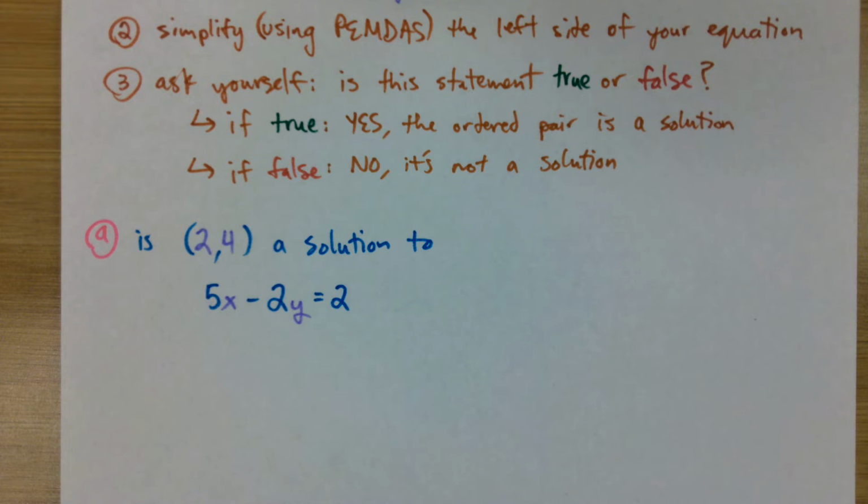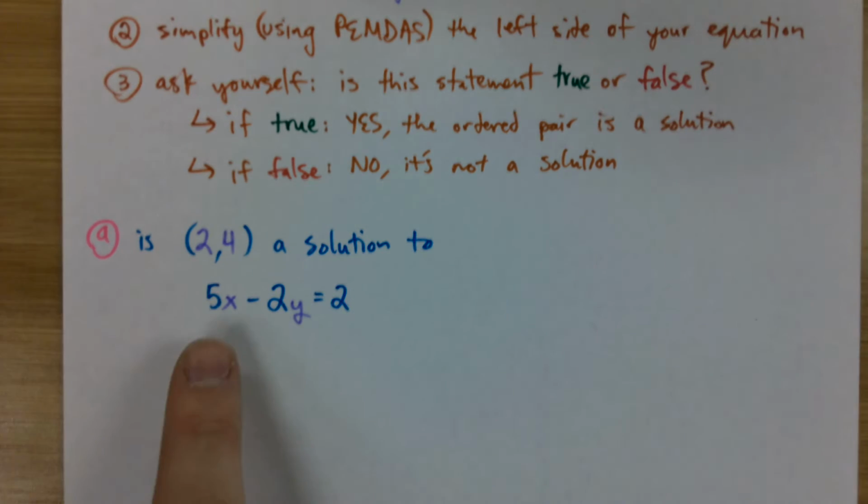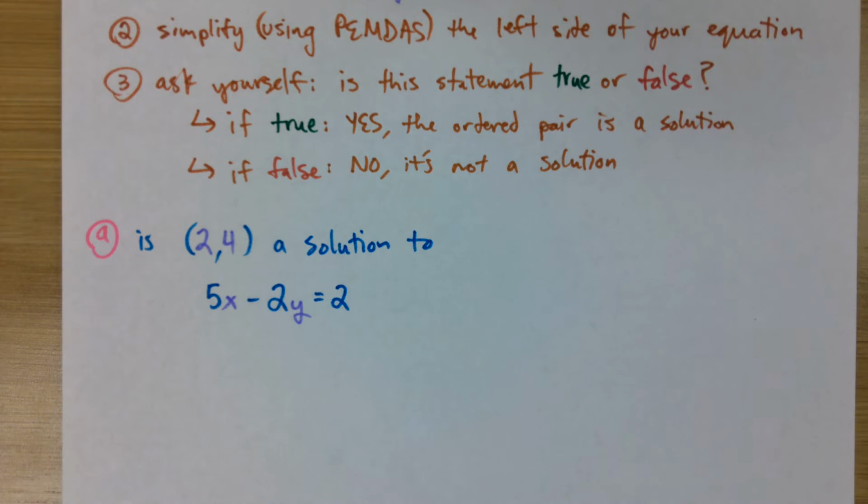So let's take a look at example A. Example A is going to ask us, is the ordered pair 2, 4 a solution to the linear equation in standard form of 5x minus 2y equals 2? So we got an ordered pair. We got an equation here in standard form. Let's go ahead and go through our steps. What's step 1? What's our first step going to be?